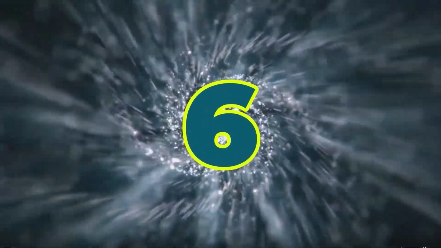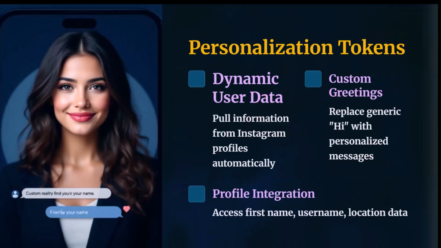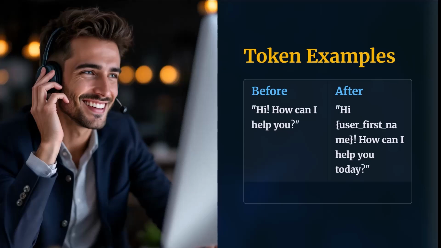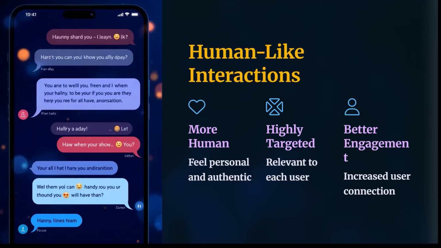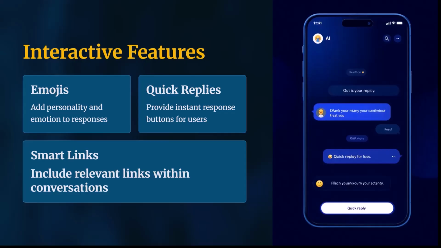Section 6. Personalizing responses. Meta AI Studio allows you to add personalization tokens to your responses. For example, instead of just saying, "Hi, how can I help you?" you can say, "Hi," then the username, "How can I help you today?" These tokens automatically pull in information from the user's Instagram profile, like their first name, username, or location. This makes the interaction feel more human and personalized. You can also include emojis, links, and quick reply buttons to make the conversation more interactive.